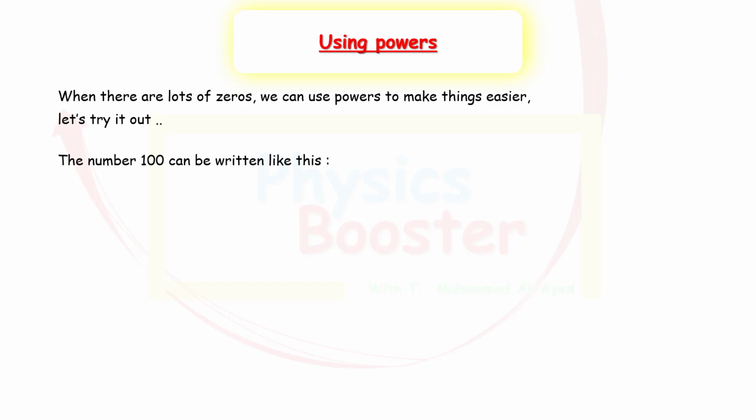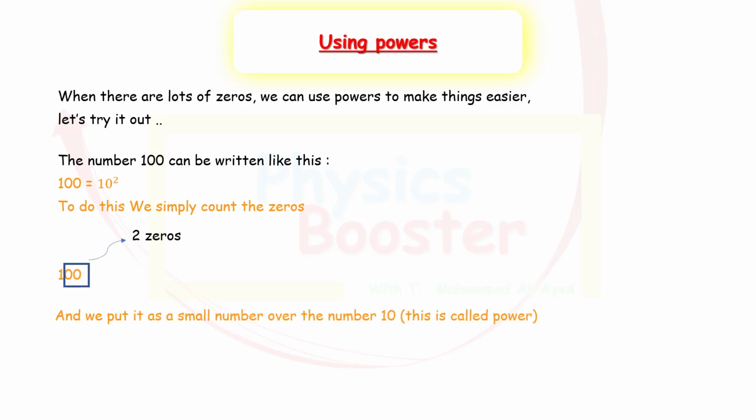For example, if I have the number 100, it can be written like this. 100 is equal to 10 to the power 2. I can get rid of the zeros and use a certain symbol. How is this done? We can do this simply by counting the zeros. Say 100 has how many zeros? 100 has 2 zeros. And then I will put a small number over the number 10. And this is called the power. So I can just replace it with 10 to the power 2.